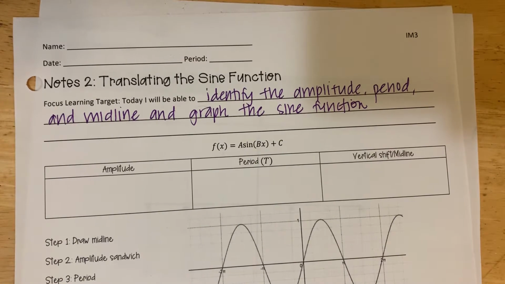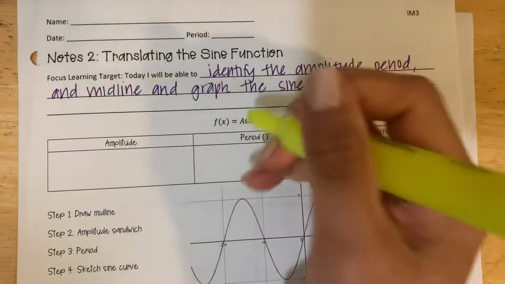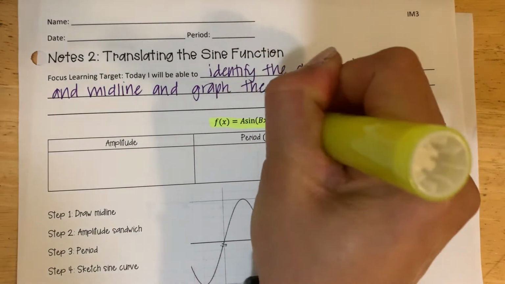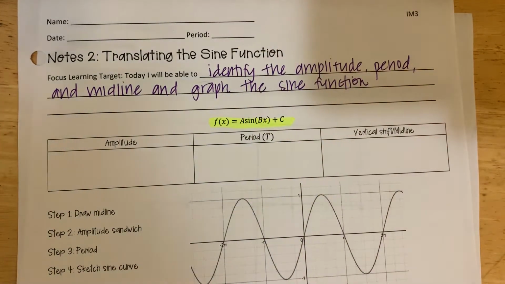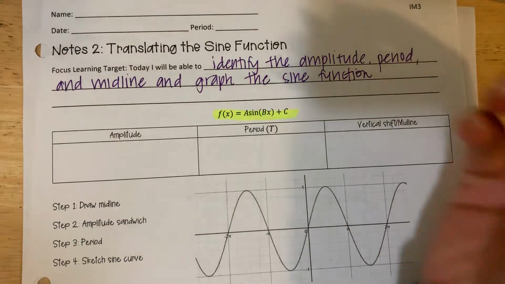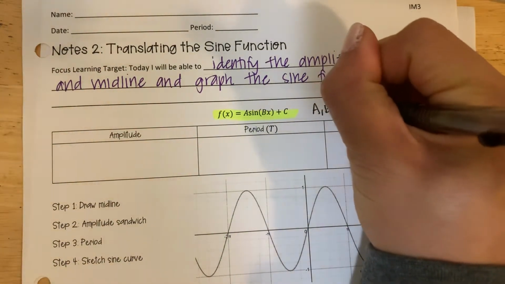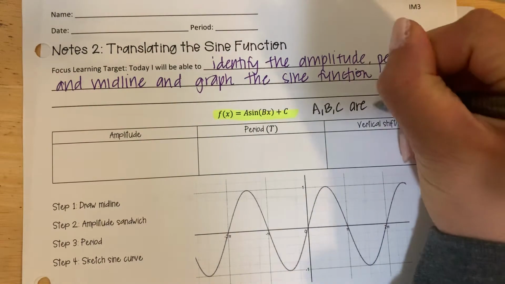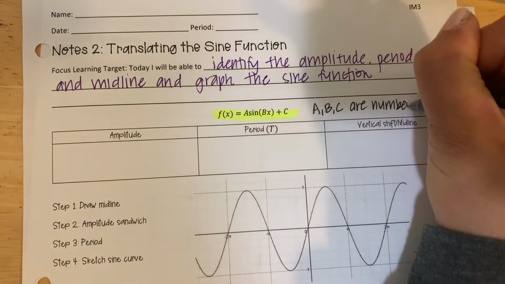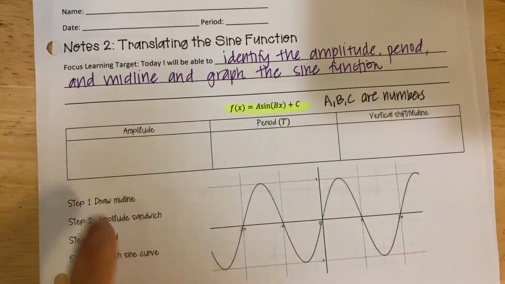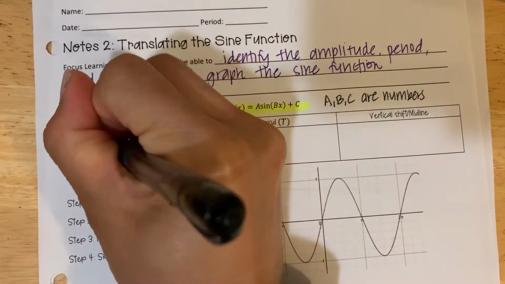So this right here is the general equation. f of x equals a sine b of x plus c. A, b, and c are just variables, so they'll just be numbers or coefficients. The amplitude is the A value.